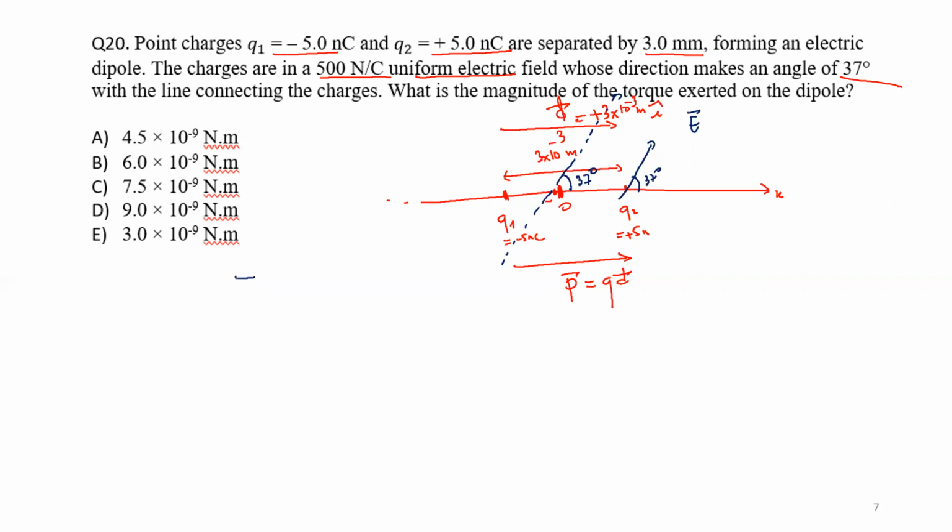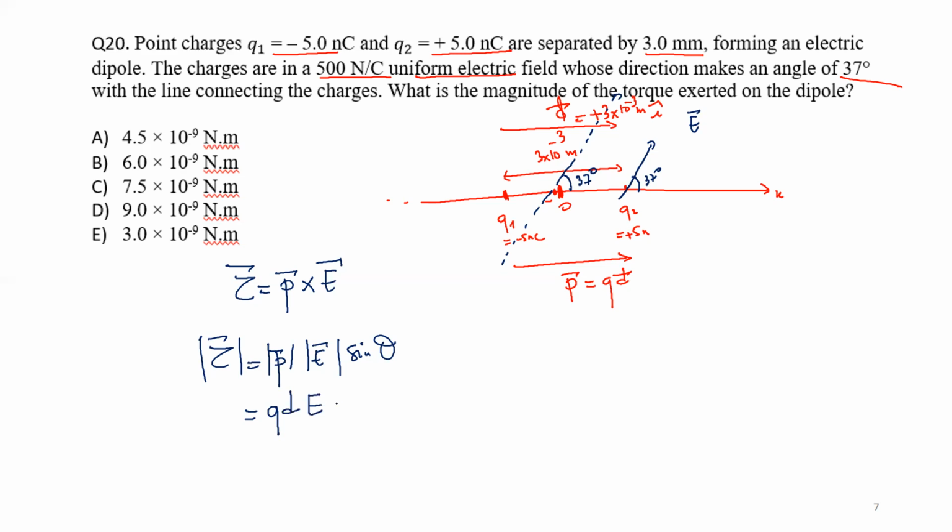So that torque, as we just said in class, is just the electric dipole moment cross the electric field. So what's the magnitude of the torque? It will be, of course, magnitude of P multiplied by magnitude of E, sine the angle between P and E, which is theta here. So what is the magnitude of P? Magnitude of P will be just Q multiplied by D. Magnitude of E is E, and sine theta is sine 37 degrees.